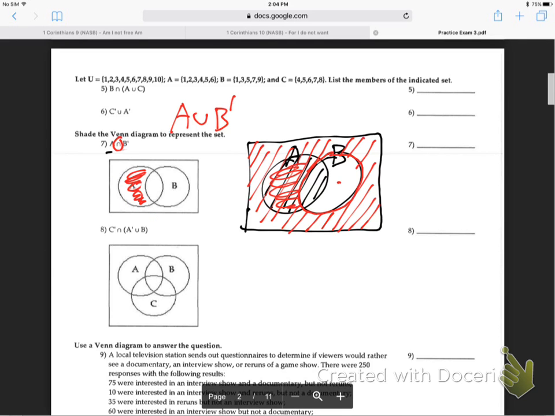All right, now for the three circle. This one separates the people, the A's from the B's, right? The three circle Venn diagram. All right, where are we going to start? Parentheses, of course.